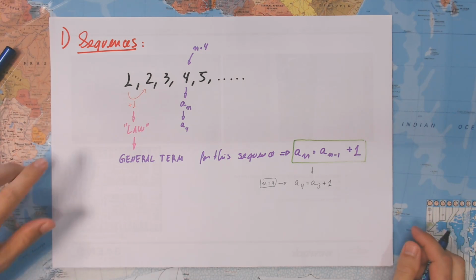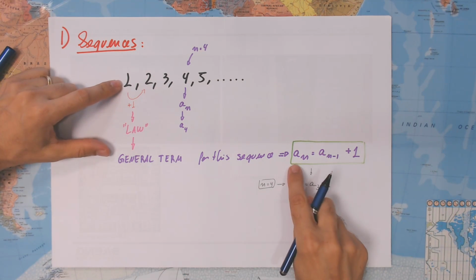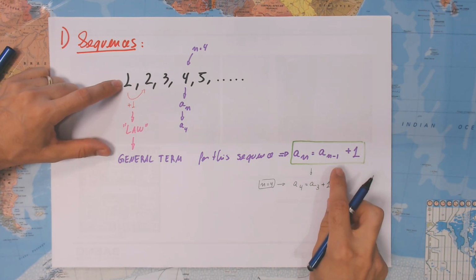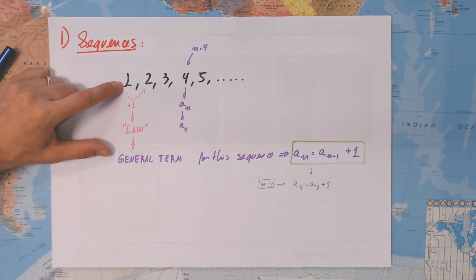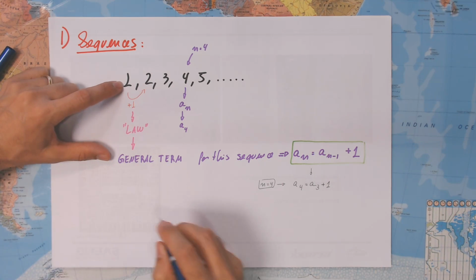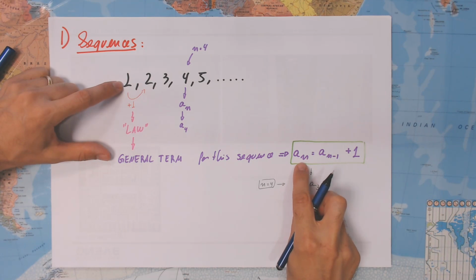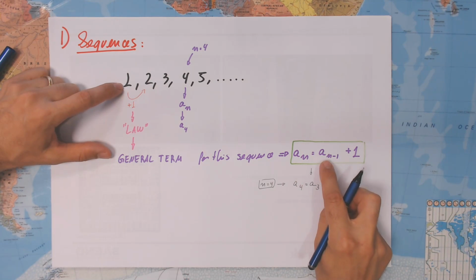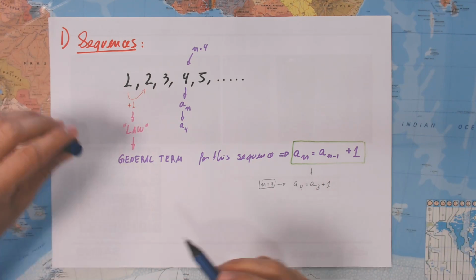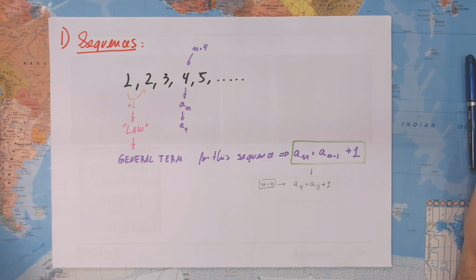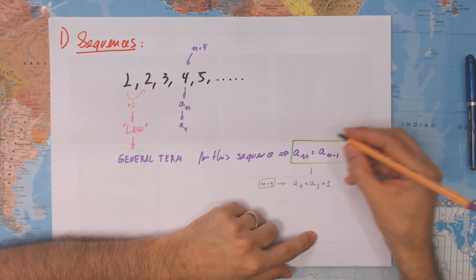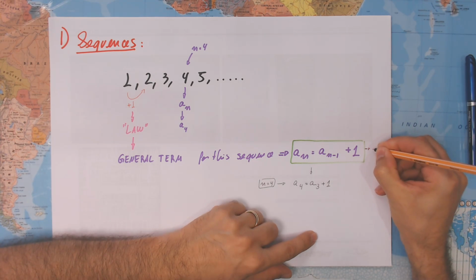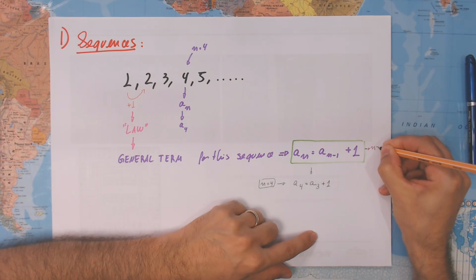So in order to write my sequence using just the general term, we have to start from the first term. Let's suppose we want to find out the first term. A1 equals A0. That's not possible. We don't have A0, right? So for this formula to be well defined, we should add this information: this goes for n bigger than or equal to 1.